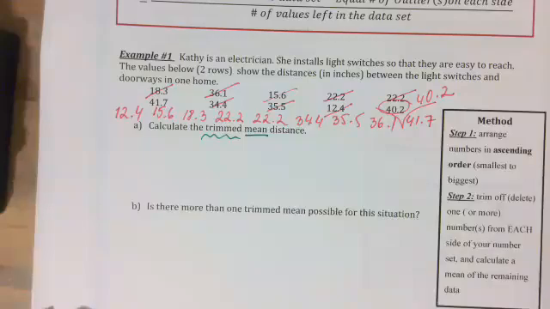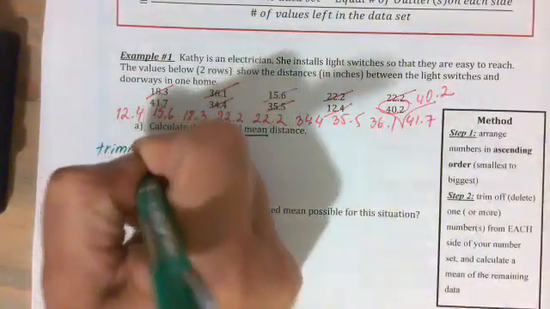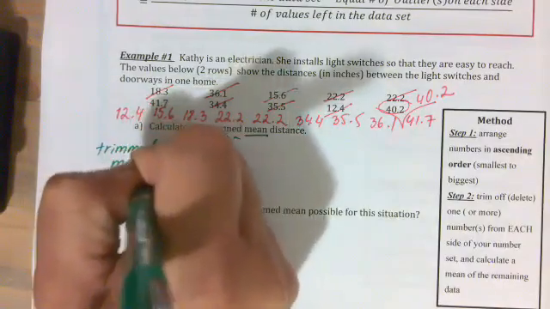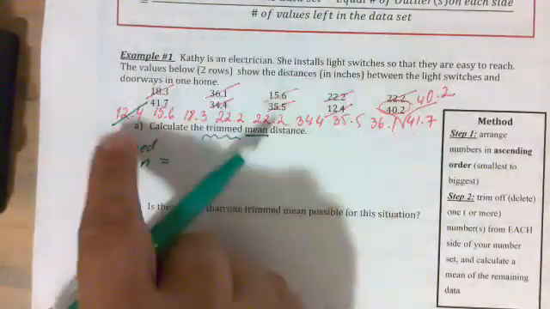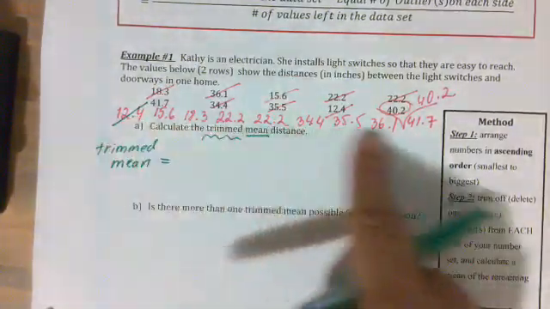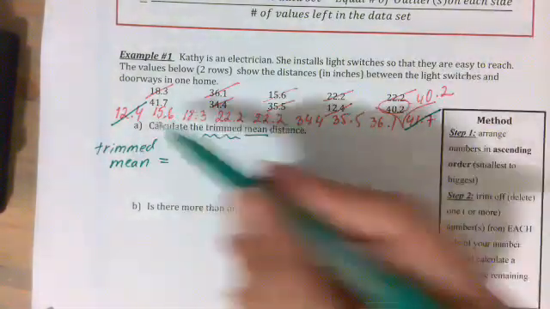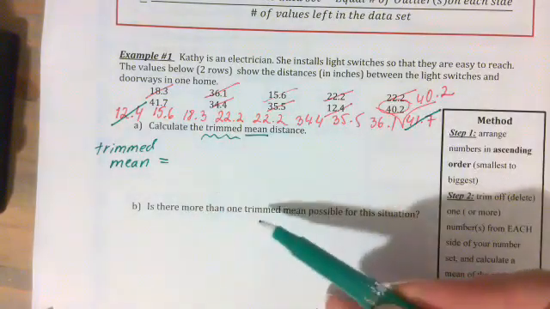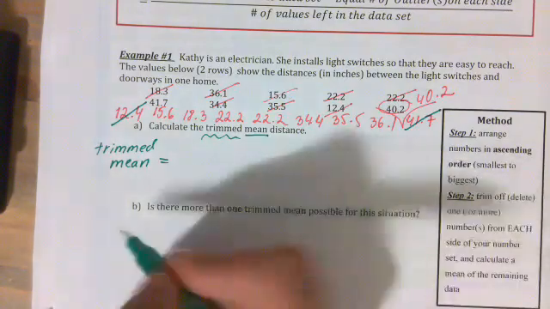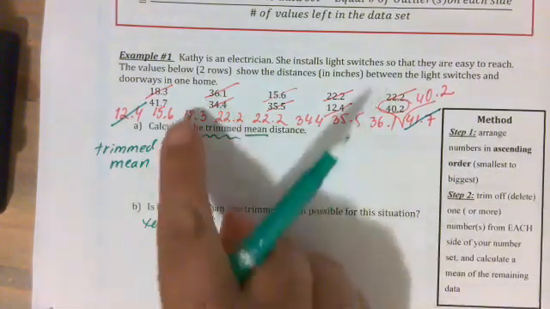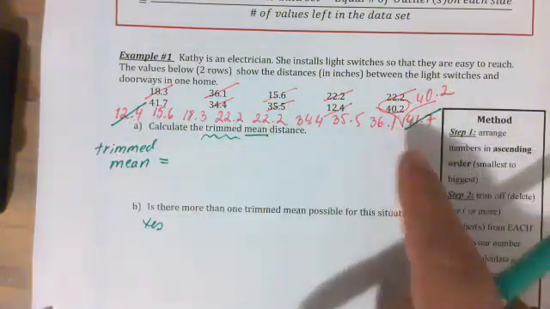And we've got to calculate the trimmed mean distance. So trimmed mean. We're going to trim 1 from the low end and then 1 from the high end. Okay, can I trim multiples? Is there more than one trimmed mean possible for this situation or other situations? The answer is yes. You can choose to trim 2 values at the bottom and 2 values at the top.